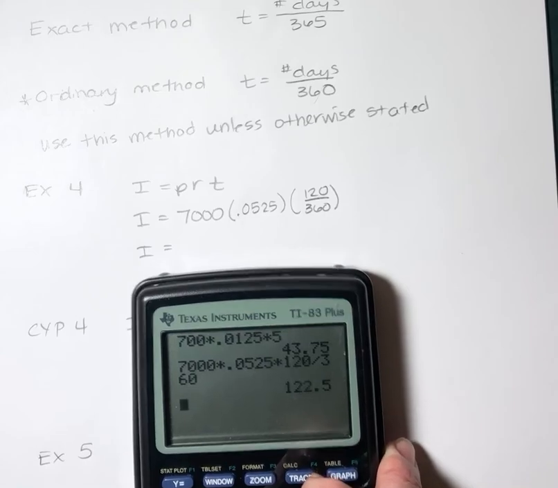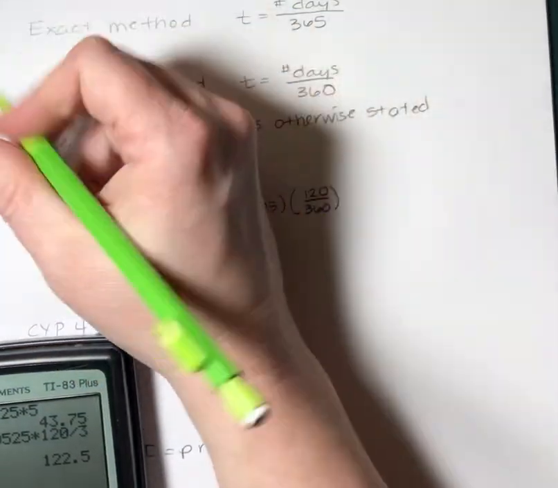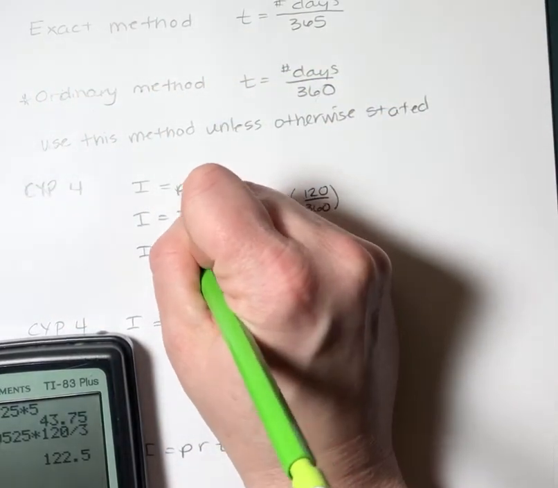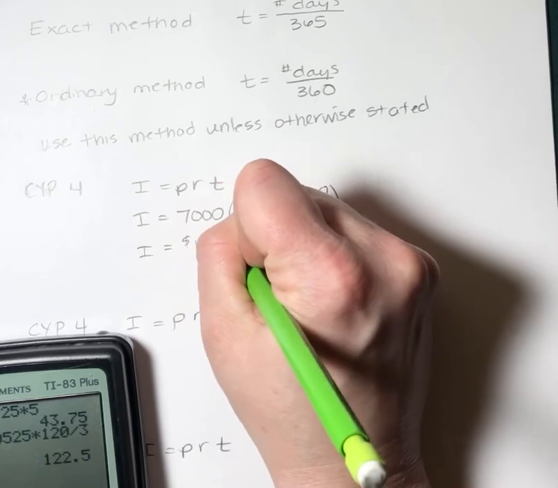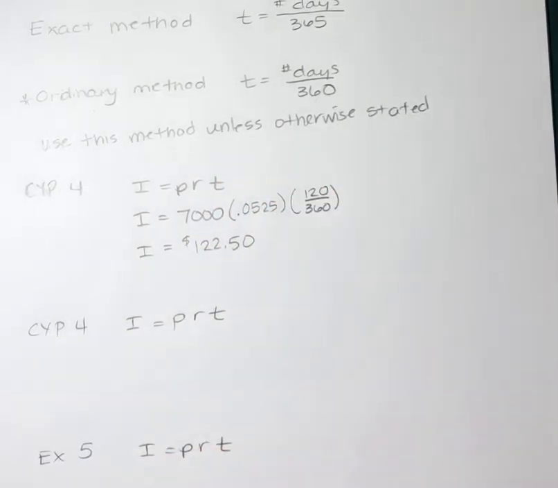And I just realized I did check your progress for first. So we'll just change that. This one is check your progress for. My bad. $122.50. All right. So now we'll back up and we'll do example 4.